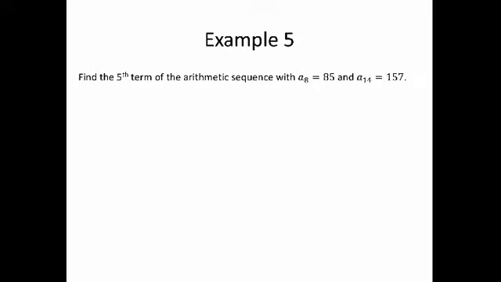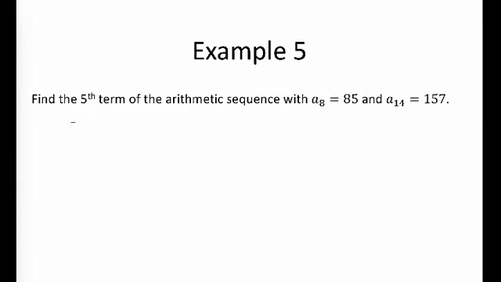For this one, we're asked to find the fifth term of the arithmetic sequence with a sub 8 equal to 85 and a sub 14 equal to 157. Now the equation that we used earlier, on examples 2 and 3, was a sub n equals a sub 1 plus n minus 1 times our common difference d. In example 3, we were able to use the terms that we had to figure out our common difference d. However, we don't have the first term here. We don't have this piece right here.